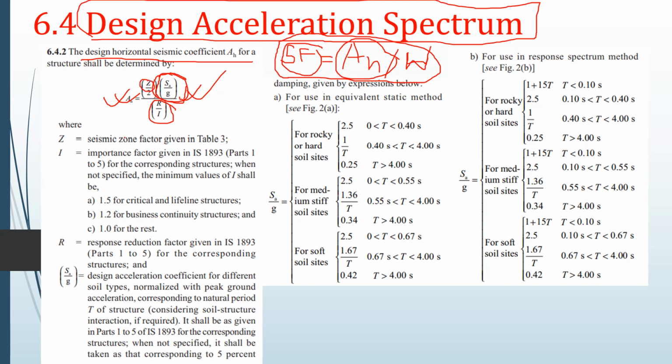Z refers to the zone factor. It is given in Table 3 in the IS code. R refers to the response reduction factor. It is also given in our code for different types of structures, and we will look in detail at this R in one of our next slides also. I means the importance factor, which is 1.5 for critical and lifeline structures, 1.2 for business continuity structures, and 1 for the rest. And the difference is only in the calculation of this Sa by g value.